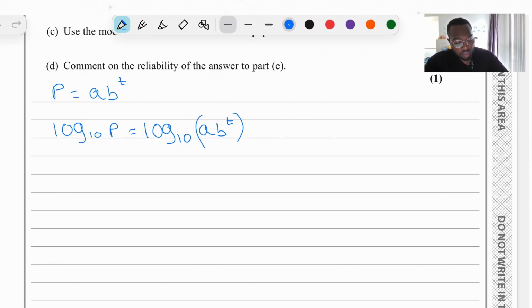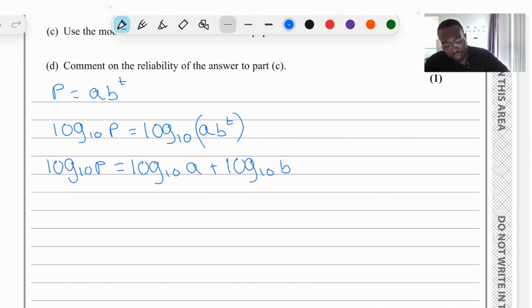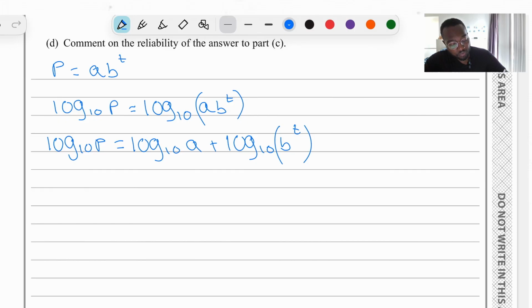So what we can do is let's split this up, okay? If we split this up, we get log base 10 P is equal to log base 10 A plus log base 10 B to the power of T, okay? And then we can go another step further. That'll be log base 10 P is equal to log base 10 A, and then we can bring that T to the front, so it'll be T log B, okay?